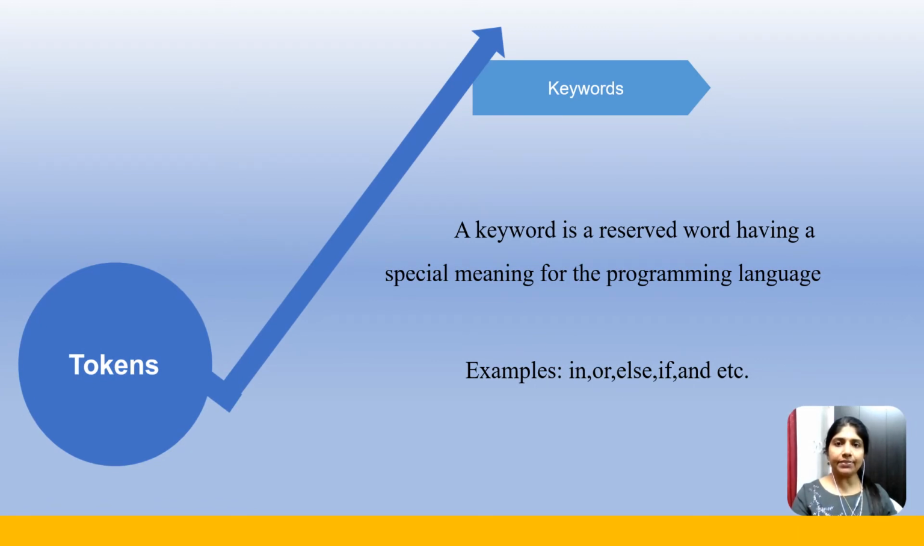First of all, keywords. A keyword is a reserved word having a special meaning for the programming language. Keywords are the reserved words of Python. They have a special meaning, that means when these keywords are encountered in a program, the program has to perform some action. Examples are in, or, else, if, and, etc.